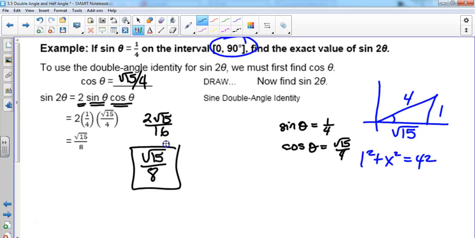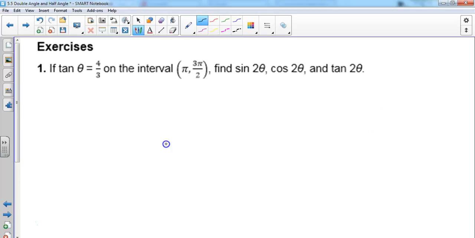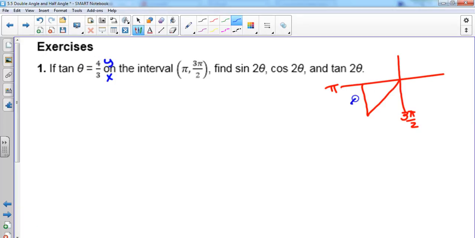All right, ready to try one? Totally on our own? Okay, what quadrant are we going to draw this in? Pi and 3 pi over 2. So we're in the third quadrant. What information do they give us? Tangent is 4/3. That's the y over the x, right? The y is 4 and the x is 3.